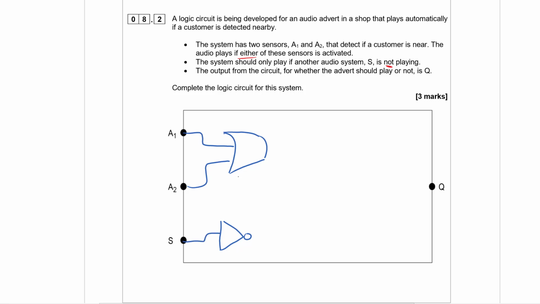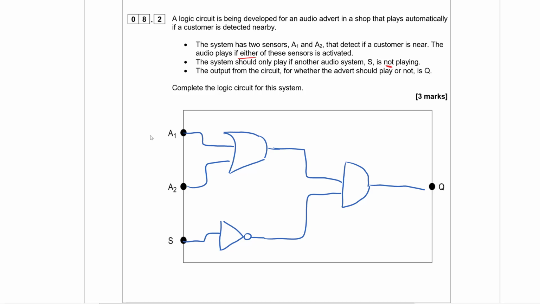And now, how are we going to connect up these two outputs so it merges into one output for Q? Well, audio plays if either of the sensors is activated, and should only play if another audio system S is not playing. So I think we need to add this to an AND gate. An AND gate, unlike OR, has a flat side, and our two inputs are going to connect up to this AND gate.